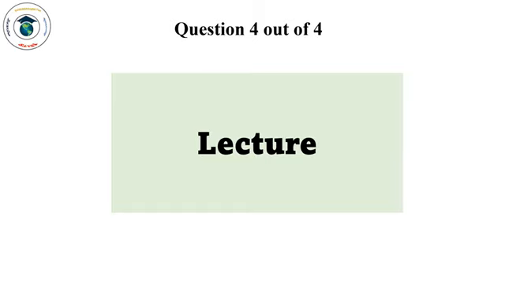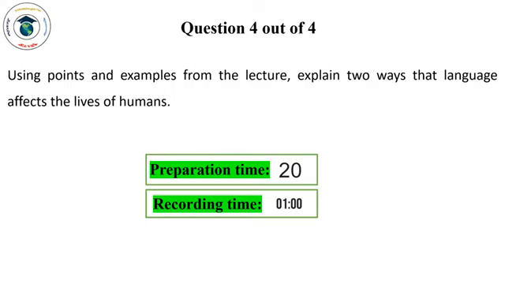For instance, code switching, the practice of switching between languages or dialects, allows individuals to navigate different social contexts and connect with diverse groups. Additionally, research has shown that bilingual individuals possess cognitive advantages, such as improved attention and problem-solving skills, which can positively impact their social and professional lives. Language is a powerful tool that shapes our experiences and influences how we perceive the world. By understanding the ways in which language affects our lives, we can gain insights into the complexity and richness of human communication. Using points and examples from the lecture, explain 2 ways that language affects the lives of humans.